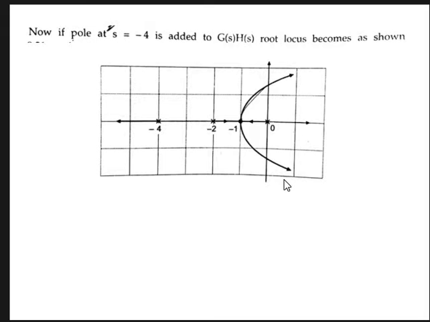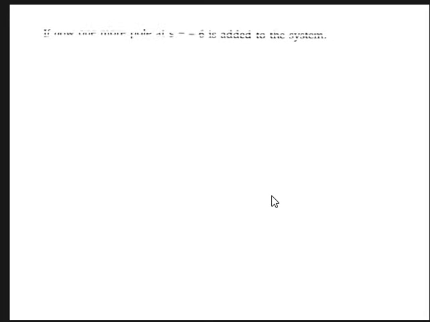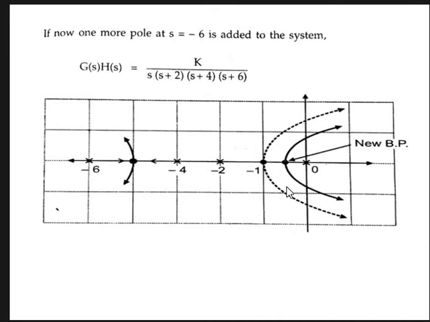Now consider the third case. In the third case, one more pole is added, that is s equals minus 6. Now the function G(s)H(s) equals K by s into (s plus 2) into (s plus 4) into (s plus 6). Now I want to draw the root locus for this function. The root locus for this function is like this. This solid line is the root locus for case 3, and this dotted line is the root locus for case 2.